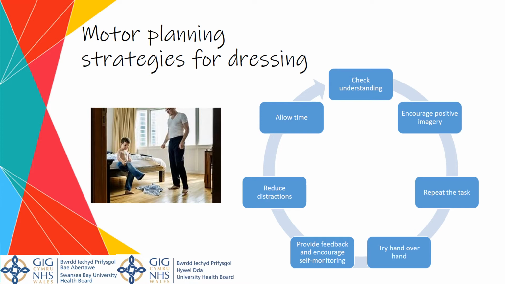Give feedback about what went well with a task and what they could change. This may include changing the speed, force of movement, timing and direction. Encourage self-monitoring. So ask the child to tell you why something went well or didn't go so well. Use visual cues to prompt the child, for example, visual picture cards. Reduce visual and auditory distractions to aid focus. And of course, allow plenty of time to practice tasks.